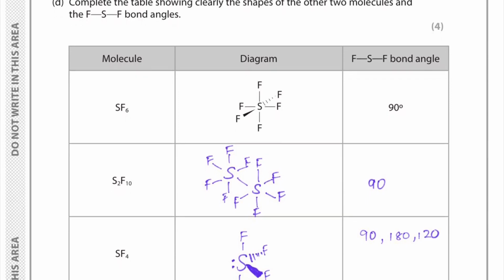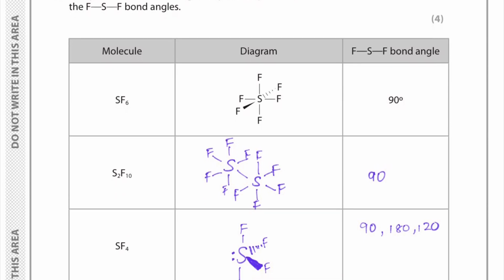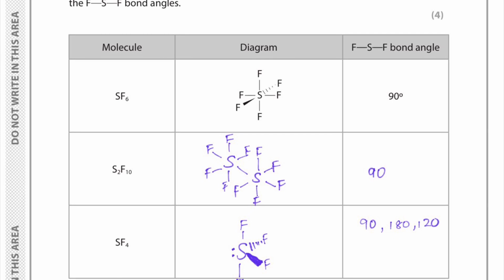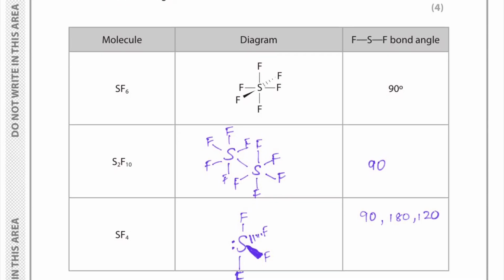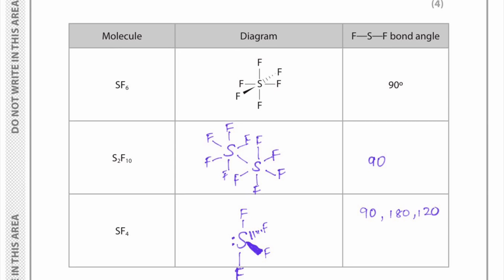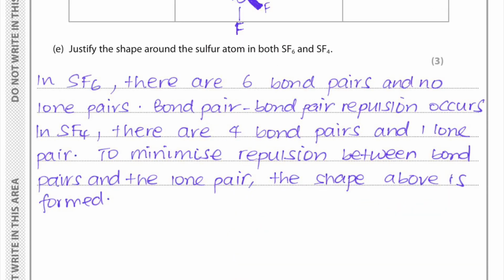SF4, this molecule has 4 bonding pairs and 1 lone pair. The shape is seesaw and bond angles are approximately 90 degrees, 120 degrees and 180 degrees because lone pair-bond pair repulsions distort them. Next, justify the shape around the sulfur atom in both SF6 and SF4.